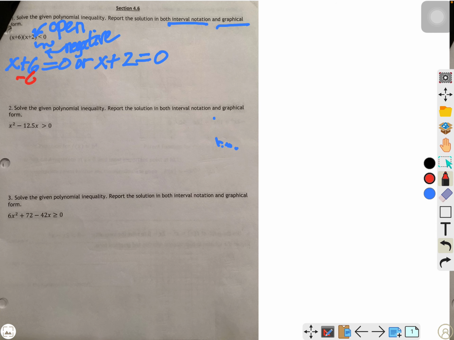So the opposite operation, subtract 6 from both sides, subtract 2 from both sides, and we get x equals negative 6 or x equals negative 2. And we can plug that back in and check. Now those are just our critical values.